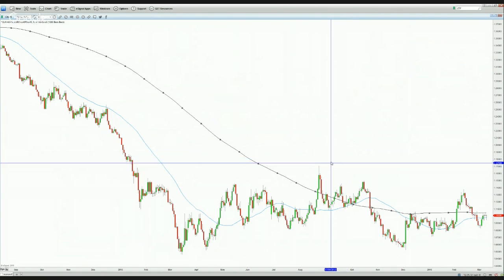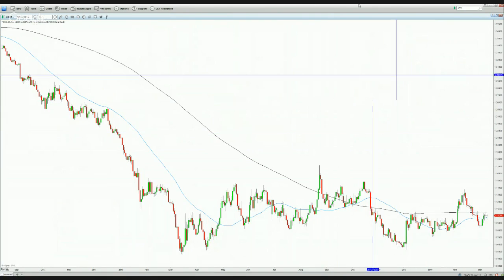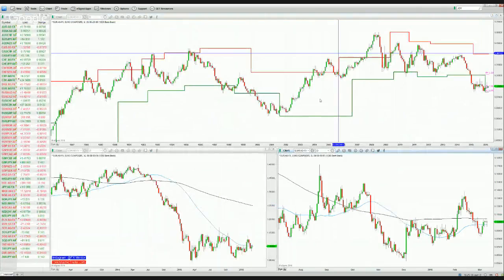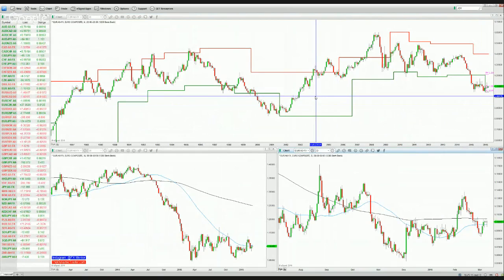So I know exponential is more weighted to current price action, but overall, it doesn't give you an edge. Moving averages won't give you an edge, so it doesn't make a difference whether it's simple or exponential. What will give you an edge is putting everything together.